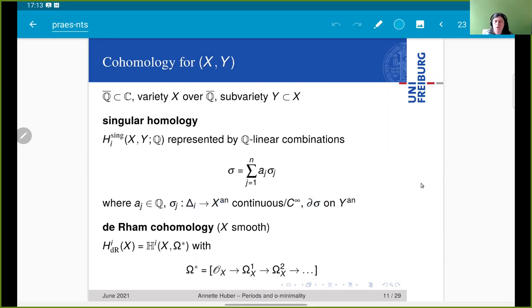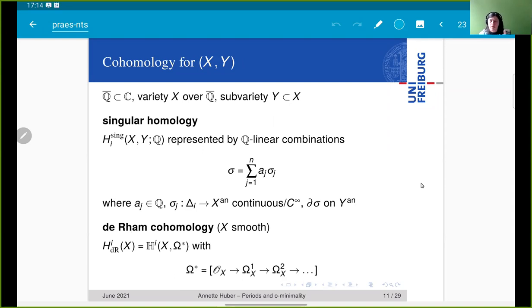There's a second cohomology theory that comes into play, that's de Rham cohomology. Algebraic de Rham cohomology was introduced by Grothendieck. It's defined, in the smooth case, as hypercohomology of the complex of algebraic differential forms. So the nice thing about de Rham cohomology is that it's defined in purely algebraic terms. It only uses the algebraic variety. Singular homology is defined using analysis and topology of the analytic space, but now de Rham cohomology is completely algebraic.